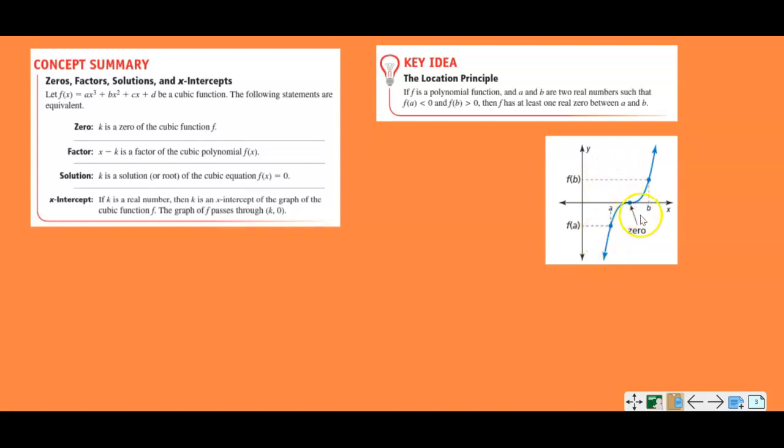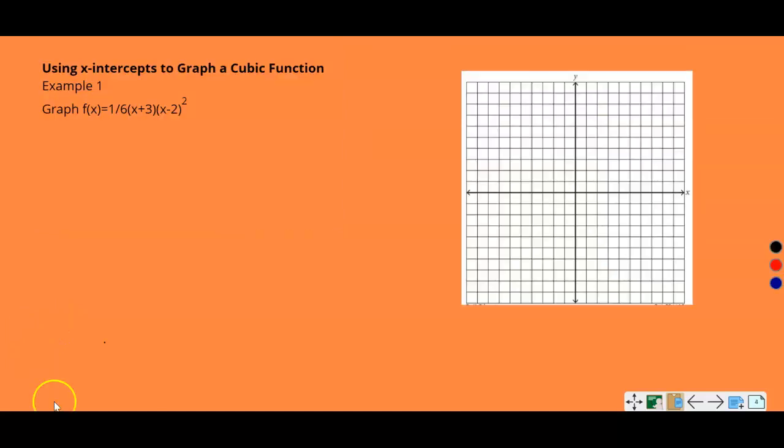It could have 3 zeros if it has 2 turning points, but this one does not have any turning points, but it comes up, it goes through the x-axis and continues above. So it has at least 1 real zero. So all cubic functions are going to have at least 1 real zero or 3 real zeros. If it has 1 real zero, it'll also have 2 imaginary zeros, which you'll learn later on. But right now we're just going to be talking about the real solutions.